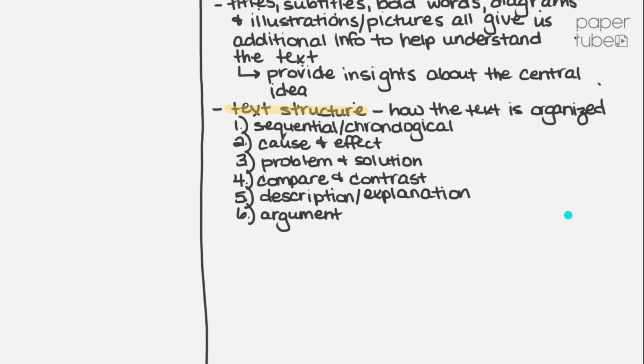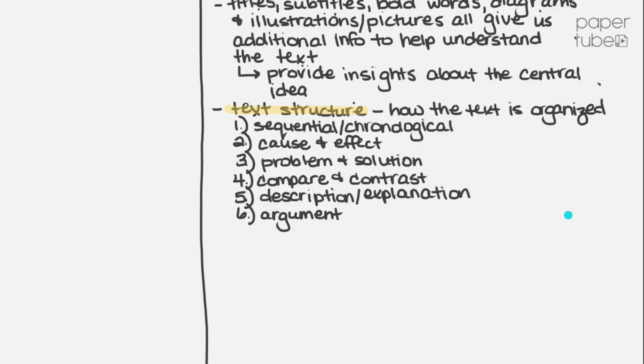There are 6 main ways to organize informational text. There are other ways besides these, but these are the ones that I really want you guys to understand. And like I said, we're not going to talk about them too much right now. We'll explore them further. But sequential or chronological order, where we're describing events that have actually happened in the order that they happened.